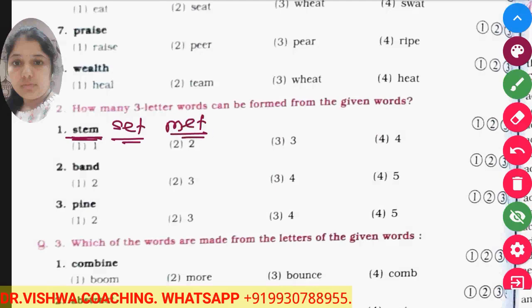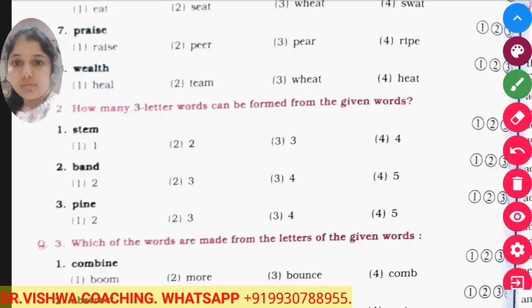MET, met. Okay. Now I am not getting any further words from this stem, because TES has no meaning, TEM also has no meaning, MES or SEM also has no meaning. So meaningful, how many words we can form from the given word, and which should be 3-letter, are 2 in number. So my answer is option number 2.